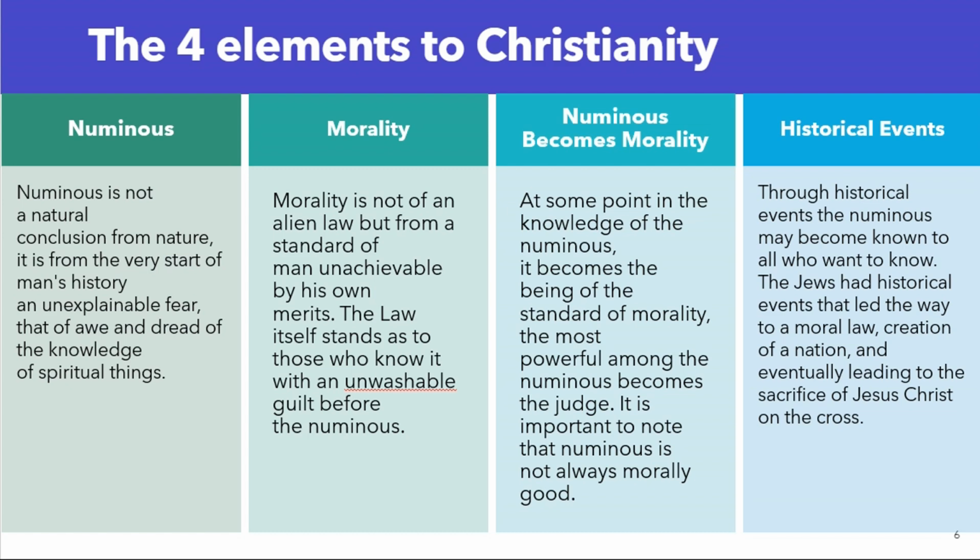And so C.S. Lewis uses this as a definition, an analogy, I should say, of the numinous. Then his second element is morality. Morality is not the form of an alien law, but a standard of man unachievable by his own merits. The law itself stands, to those who know it, with an unwashable guilt before the numinous. And eventually, once a realization of man, which is natural but not obvious, is that morality comes from the numinous.